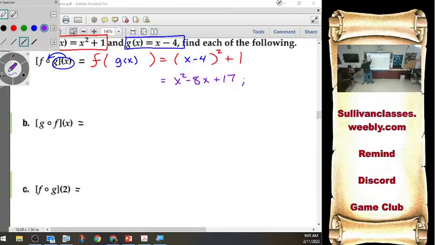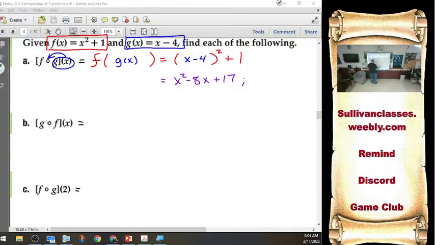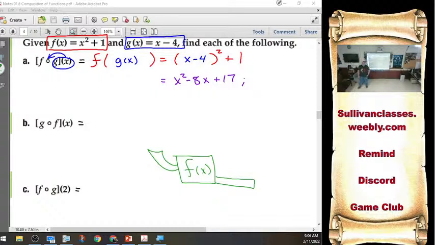Side quest. Y'all remember the function machines? The function machine, right? Input, output. The purpose of the function machine, this is what it does. Input, output. Grab chicken, throw in chicken nuggets. That is its purpose. Well, what's happening with the composition is you're saying g of x is here.